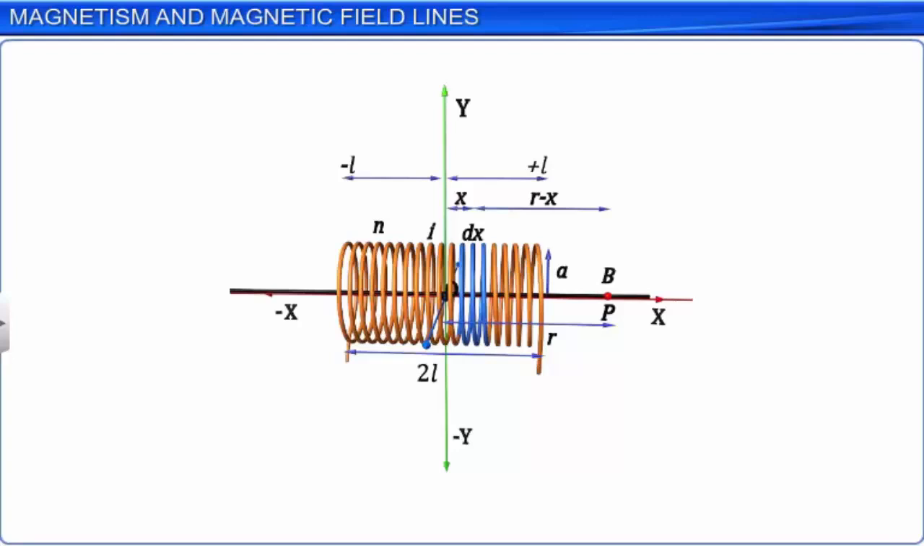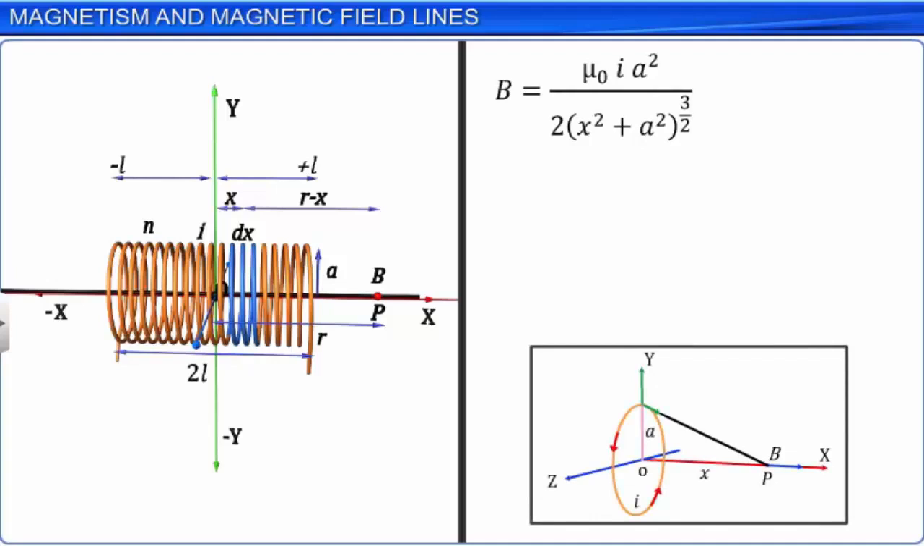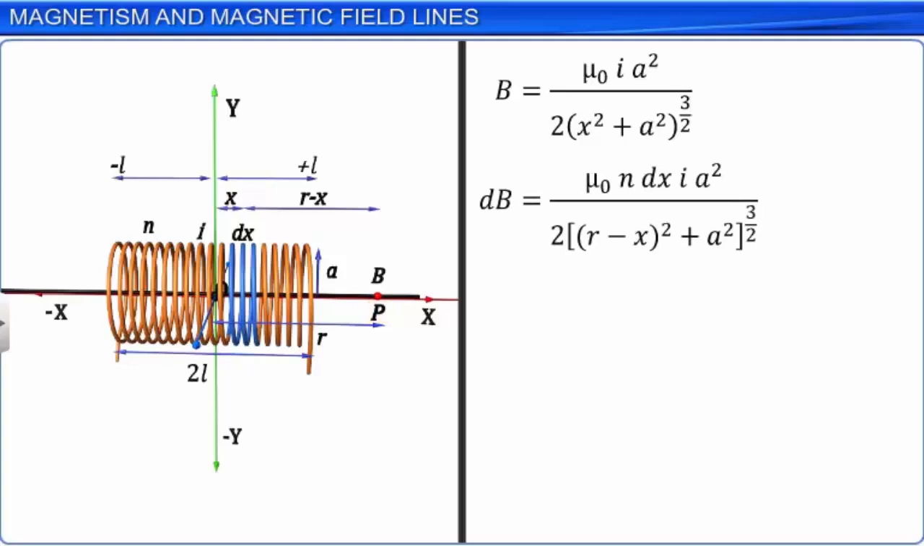We learnt earlier that the magnetic induction B on the axis of a current-carrying circular loop at a distance x from the center of the loop is equal to μ0 I a² by 2 into (x² plus a²) whole power 3 by 2. Thus, the magnetic induction due to the current passing through the small element of the solenoid at the point P on the axial line, dB, is equal to μ0 n dx I a² by 2 into ((r minus x)² plus a²) whole power 3 by 2.